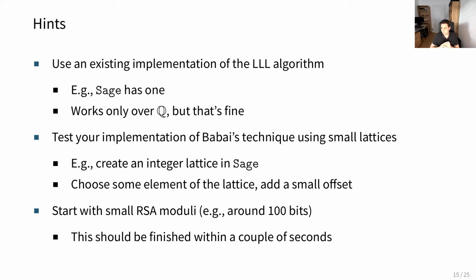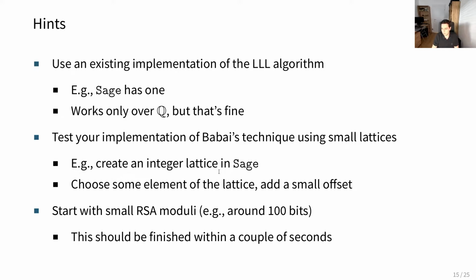A hint is also to test your implementation of this CVP solver using small lattices. So what you can do, for instance, is create an integer lattice in Sage, then choose some element in the lattice, so some real element in the lattice. You can add a small offset, and then you can start the CVP and hope that you get back this element. So that's what you can do, for instance, to test it.